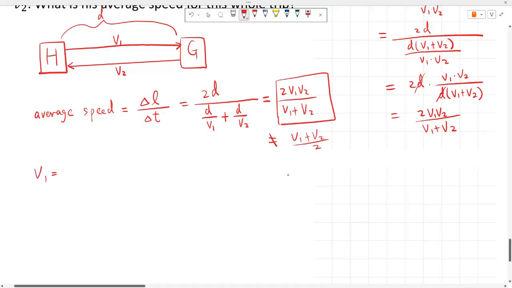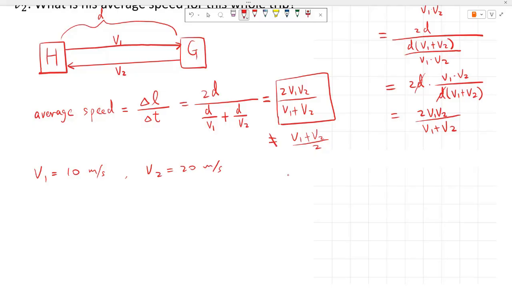Let's say V1 is 10 meters per second. I know it doesn't make sense that someone would drive at such a low speed, but anyway, I just want to make the numbers easier for us to calculate. It doesn't have to be that realistic, as long as you see the whole concept that the average speed here is not as simple as you think it is. Anyway, V1 is 10, V2 is say 20 meters per second.